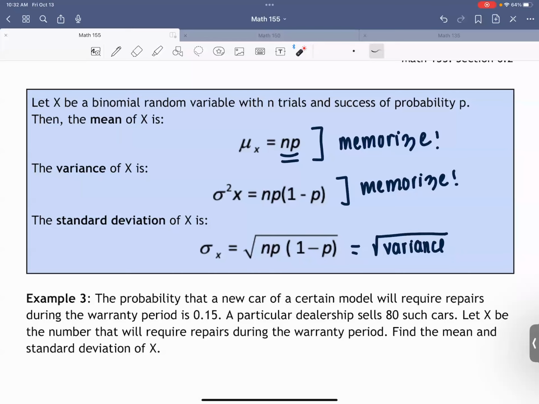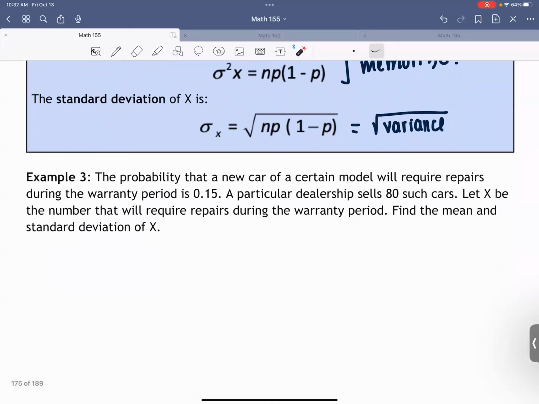Okay. Let's do a small example. The probability that a new car of some model will require repairs during the warranty period is 0.15. Do you think 0.15 is n or p? p, right? p is the probability of success. Isn't it kind of weird that success here is the probability that it will require repairs? I guess if you think about it from a different perspective, that is good. Now, does succeeding have to be a good thing? No, not in this case.